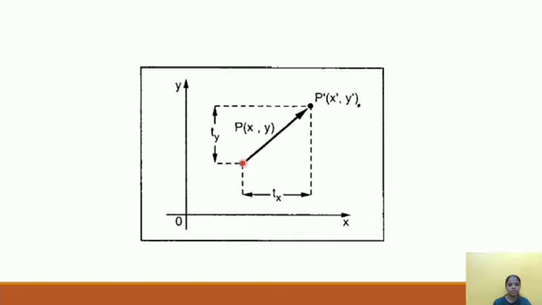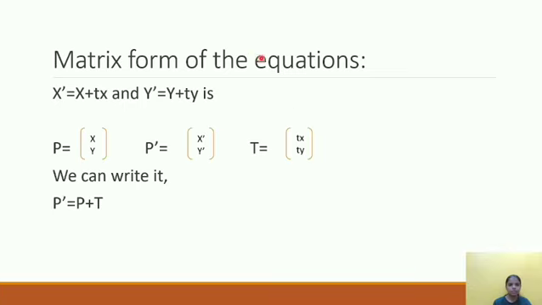As you can see, this P is our old point. When we perform translation, the point gets shifted to a new location. Matrix form of the equations: x' equals x plus tx and y' equals y plus ty. P is our old point, the old coordinates are x and y and the new coordinates are x' and y', and T is our translation distance in x and in y. We can write it as P' equals P plus T.